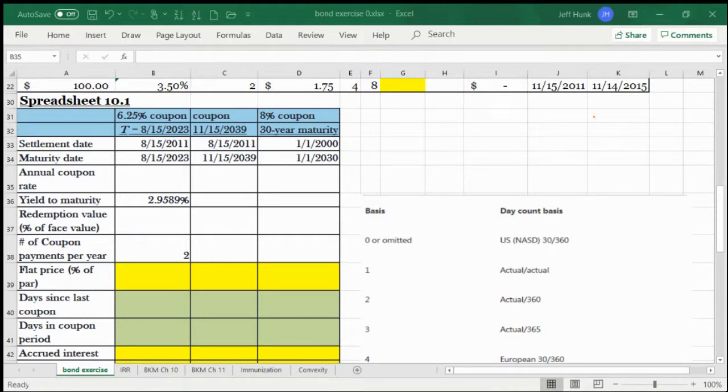We have been talking about bond pricing for the past couple of video sessions. This is the fourth video on the same topic. In this video, we're going to be working out this problem.